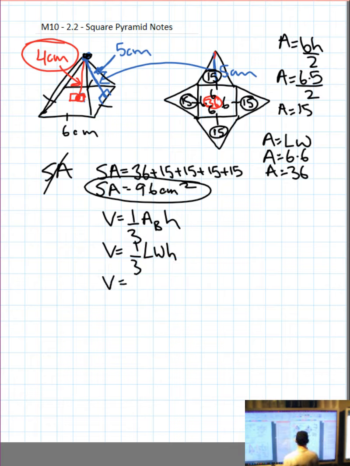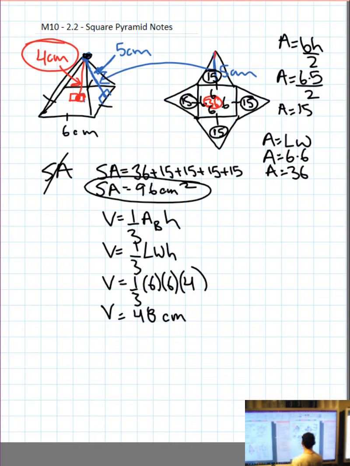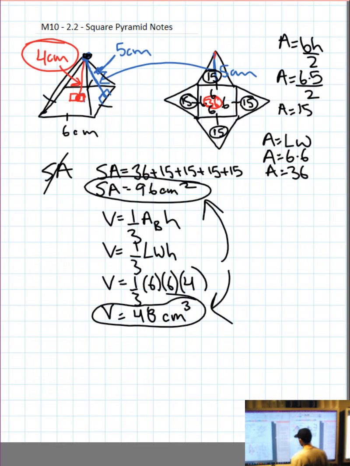Okay, V equals 1/3 length of the square or rectangle on the bottom, 6. Width of the rectangle or square on the bottom, 6. Height in the diagram, big red, top left, not the slant height of the triangle, 4. V equals 48 centimeters cubed, because we're doing volume. Surface area is squared, volume is cubed.